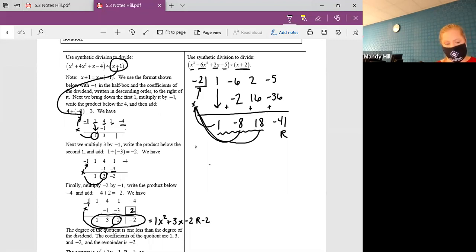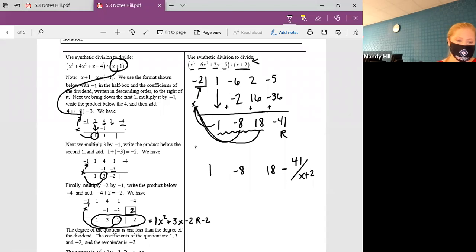So that means I need a 1 and a negative 8 and an 18 in my answer, and my remainder's minus 41. So negative 41 over, remember the thing you put it over is the x plus 2, whatever you were dividing by in the beginning. That's where that came from.